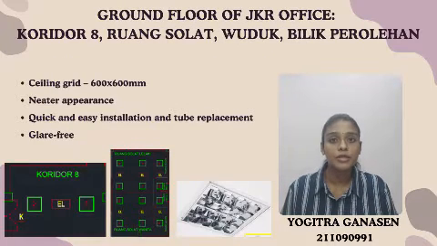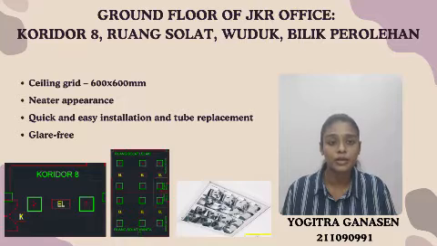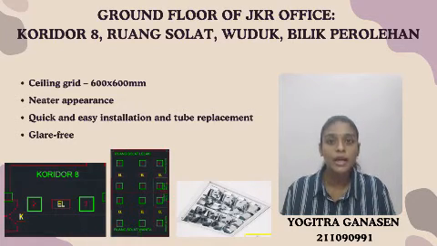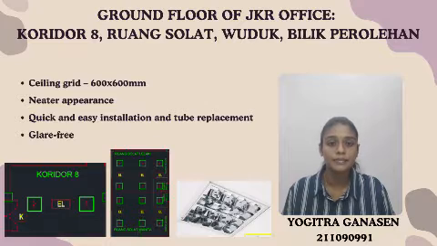The recessed deba fluorescent 2 times 36 watt lighting had been used for the spaces such as corridor 8, ruang solat wanita and lelaki, ruang wudu and bilik perolehan. Each shielding grid of these spaces is 600 times 600 mm. Therefore, recessed deba lighting had been used for these spaces. This lighting blends into the shielding, resulting in a neater appearance. This lighting is also designed for quick and easy installation and tube replacement. This is mainly suitable for office spaces because this lighting provides glare-free conditions.